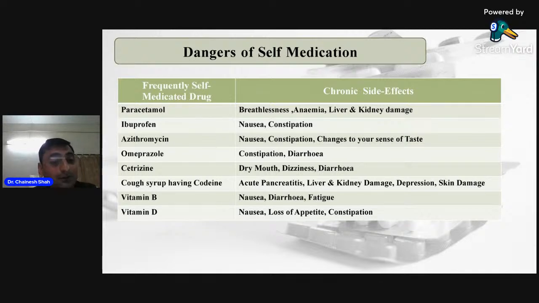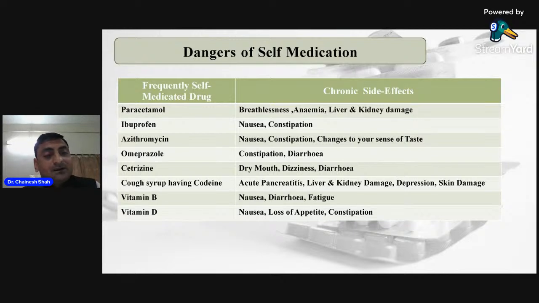Now talking about cough syrup particularly, always if the cough syrup contains codeine. Codeine phosphate, we all know, can be used for abuse or addiction purposes also. In some worst cases, I have gone through some papers saying that cetirizine mixed with alcohol has a sleeping pill like effect.